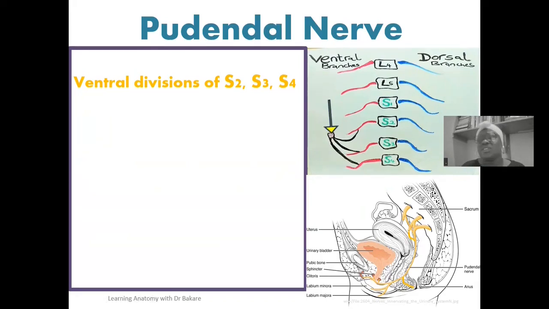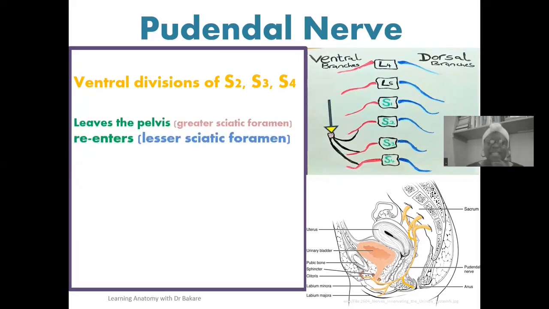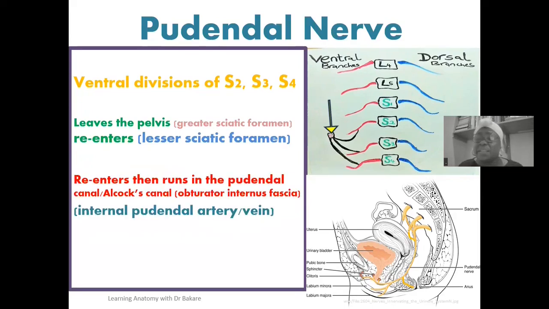So let's see the course of the pudendal nerve. The pudendal nerve leaves the pelvis through the greater sciatic foramen, and it also re-enters through the lesser sciatic foramen. After re-entering the pelvic cavity, you see that it runs within the pudendal canal. This pudendal canal is also referred to as Alcock's canal, and it is a tunnel or a canal that is formed by the fascia of the obturator internus.